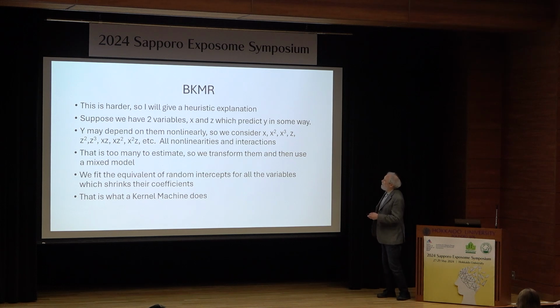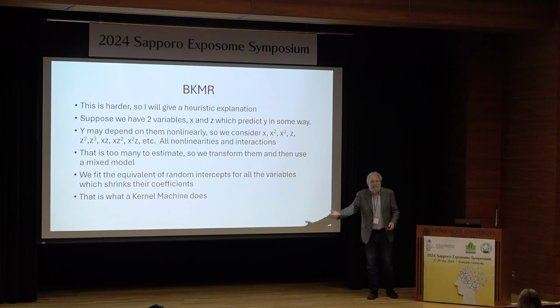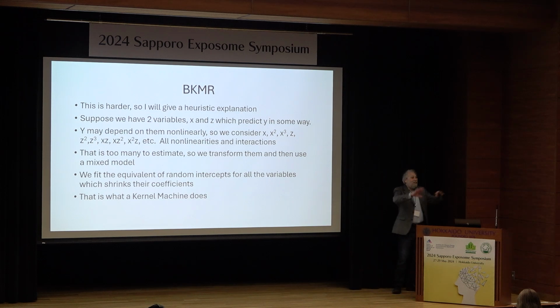Basically, imagine I have two variables, x and z, and they predict my outcome y in some way. Now, y may depend on them non-linearly. So I might want to put in x squared, x cubed, x fourth, x fifth. Same with z squared, z cubed, xz, x squared z, x cubed z, x z cubed, etc., etc. All of a sudden I have, from two variables, a huge number of variables. Too many.